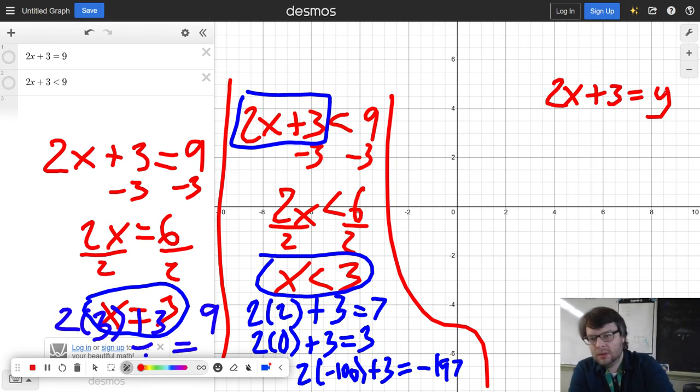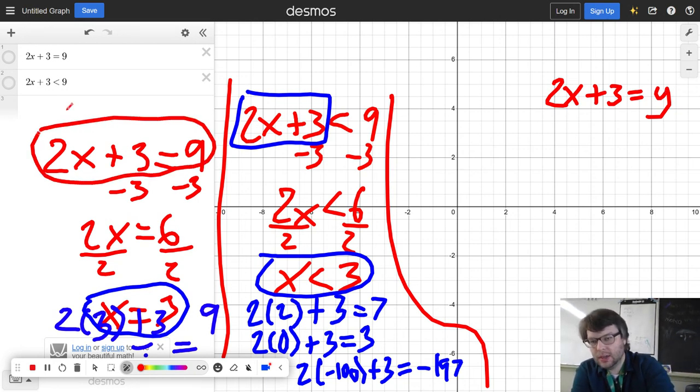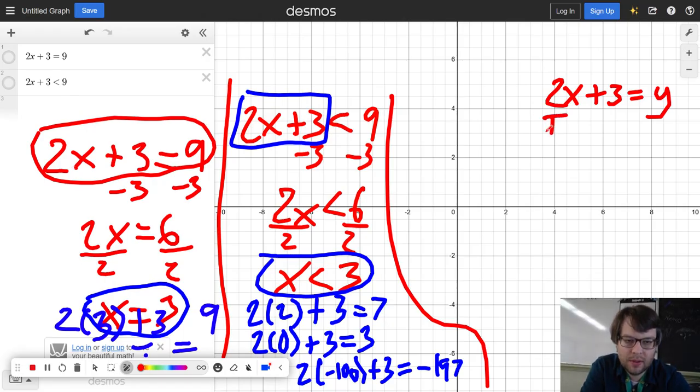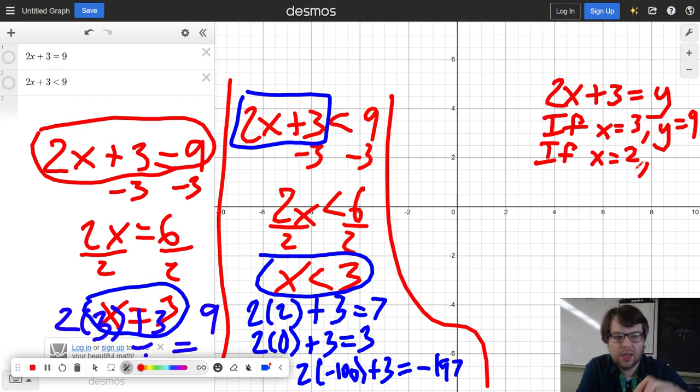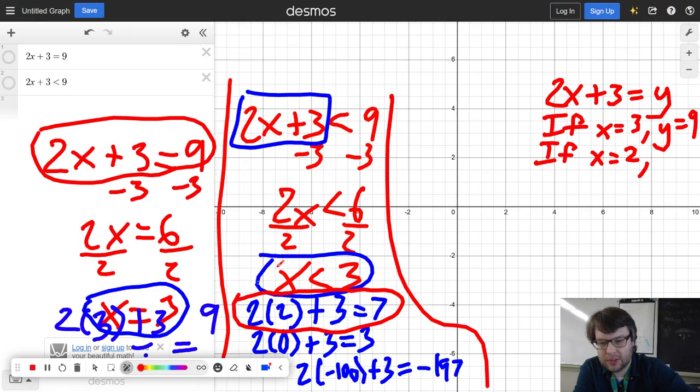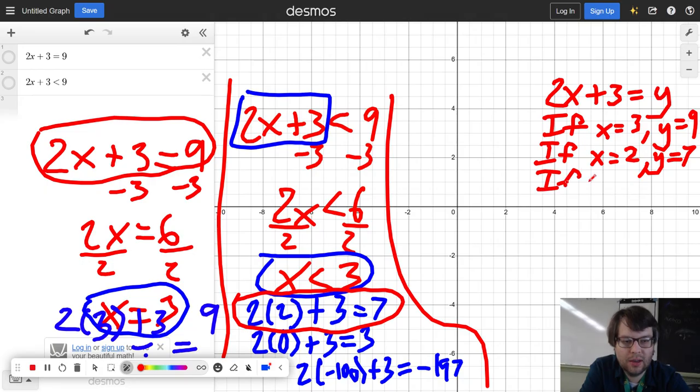We already know from our first example here that if x equals 3, then we know that y has to equal 9. What if x was a different number? What if we made x equal 2? Then we know from here that it would spit out the number 7. If x is 2, we do 2 times x, 2 times 2 is 4, plus 3 more is 7. So if x is 2, y is equal to 7. We know that if x is 0, y is equal to 3.